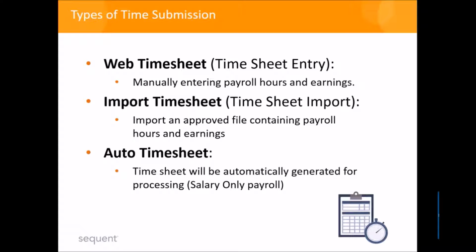All right, the first type of timesheet submission is timesheet entry, which you would previously know as advanced web, and that is where you are just basically manually entering those hours and earnings, which we're going to walk through next. Then we have the timesheet import, which is where you would import an approved file, which would contain your hours and earnings. Again, you may know that as an upload or an import today in the legacy system. We'll also walk through that as well. And then finally, the auto pay or auto timesheet. This would only work for a salaried only payroll, and that is a situation where your timesheet would just be automatically generated for us to process based on hours for salaried individuals.